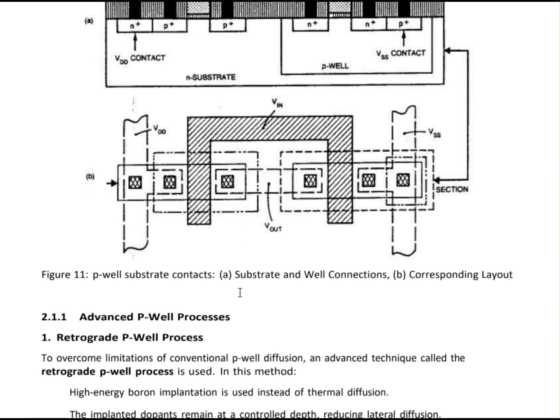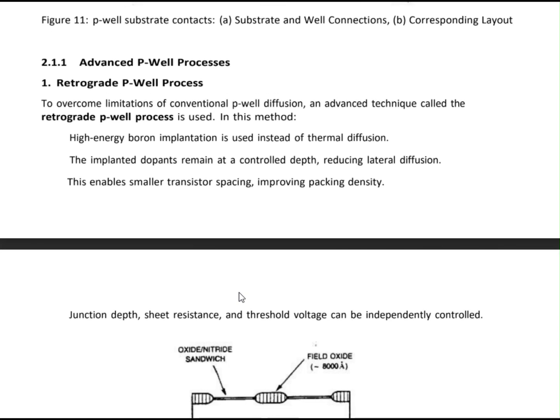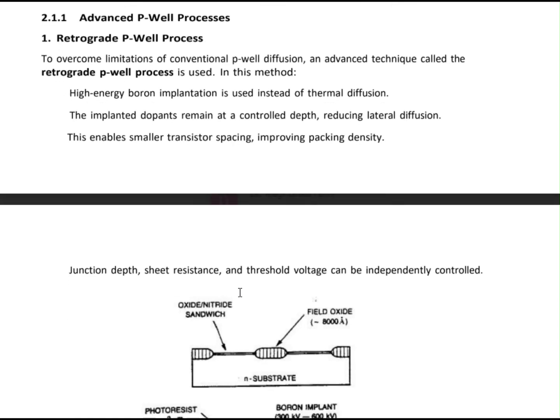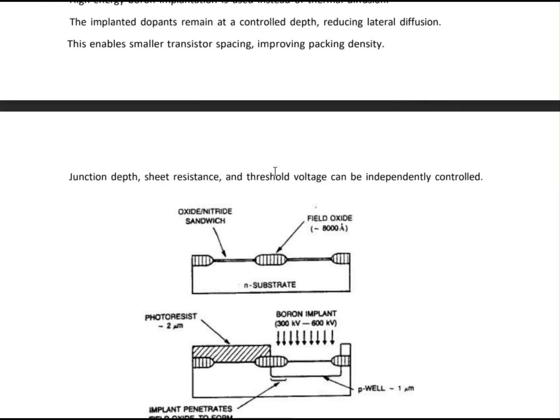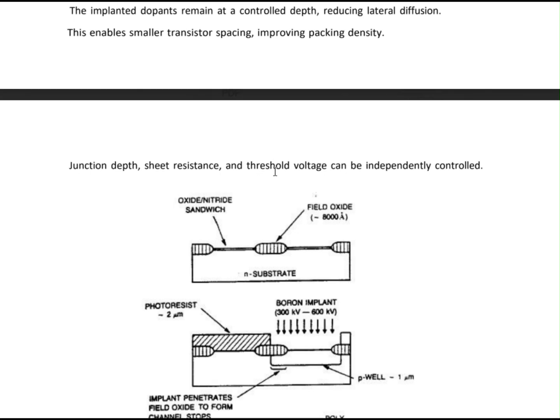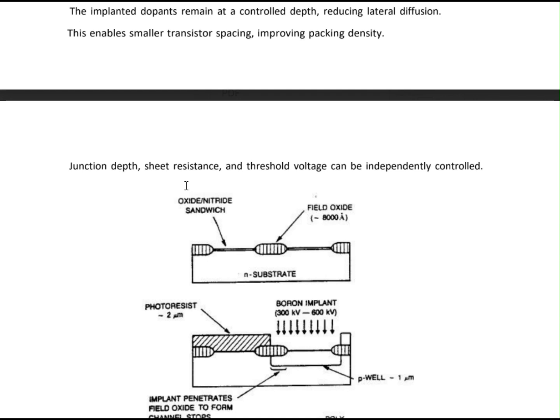The next one would be the advanced P-well process. This is the advancement of the P-well process that we have discussed now. This process is called the retrograde P-well process. To overcome the limitation of conventional P-well diffusion, we have introduced an advanced P-well process called the retrograde P-well process, in which high energy boron implantation is done instead of thermal diffusion, and the implanted dopants remain at a controlled depth, also reducing the diffusion. The characteristics on which it depends are junction depth, sheet resistance, and the threshold voltage.